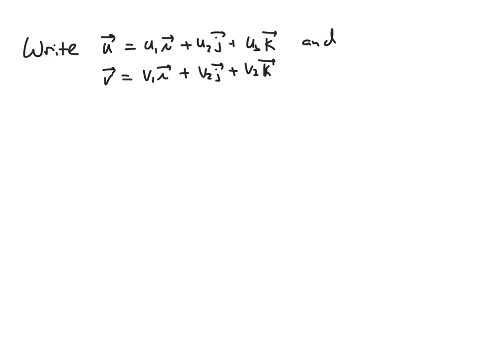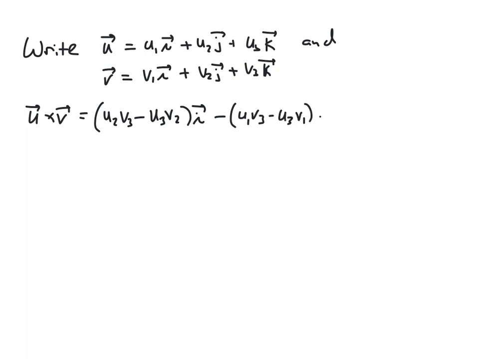So if we go back to that definition of u cross v that we wrote down earlier, and we write it using the standard basis vectors instead of in component form, we get u2v3 minus u3v2 times vector i. And then I'm going to factor out a negative from that second component, and I'm going to make it negative, u1v3 minus u3v1 times j.